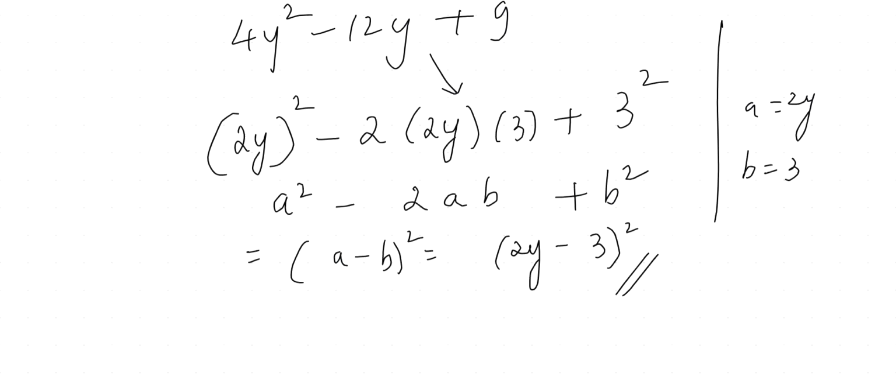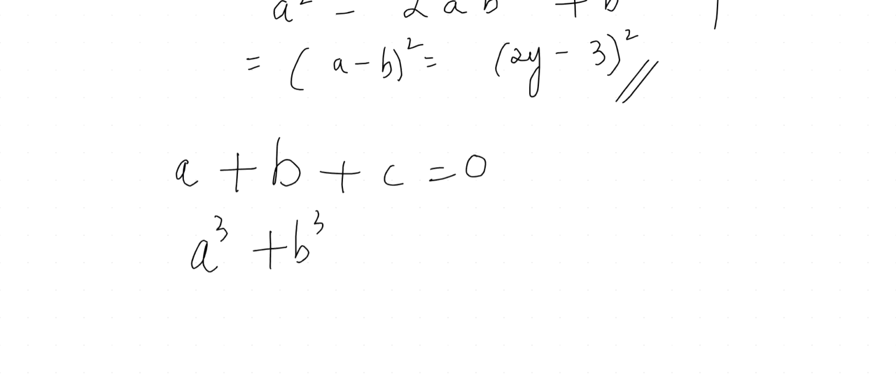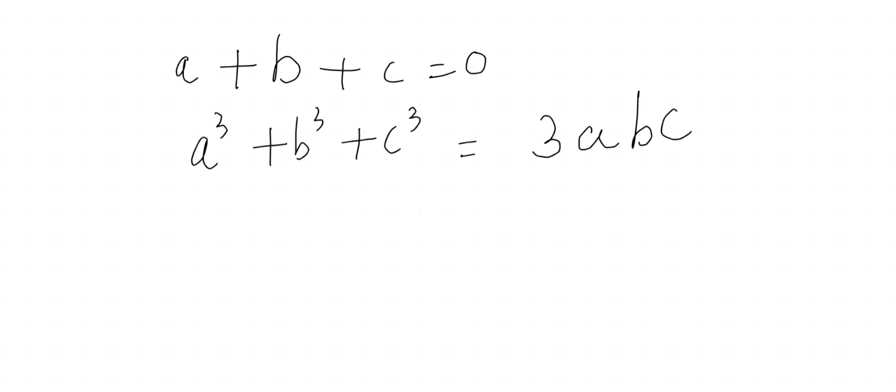Yes, there's one more formula involving cubes. If a plus b plus c is equal to 0, then a cube plus b cube plus c cube is equal to 3 into a into b into c. For example, if I have 8 cube minus 5 cube minus 3 cube, what is it equal to?